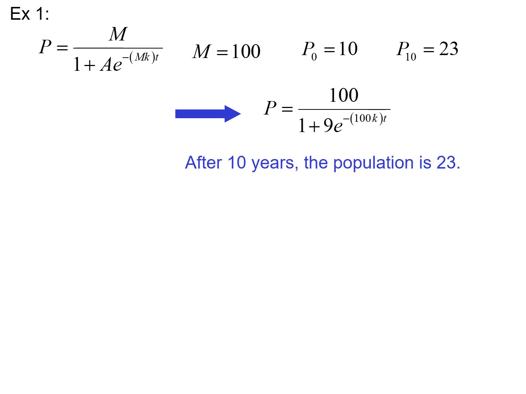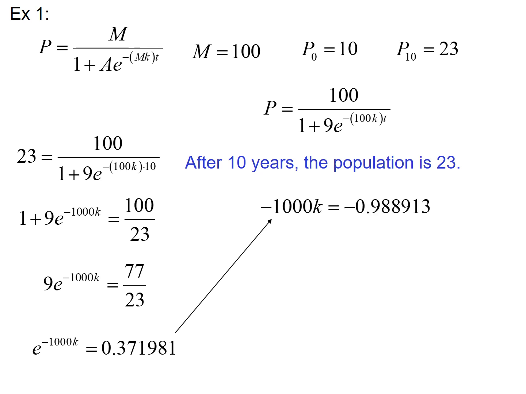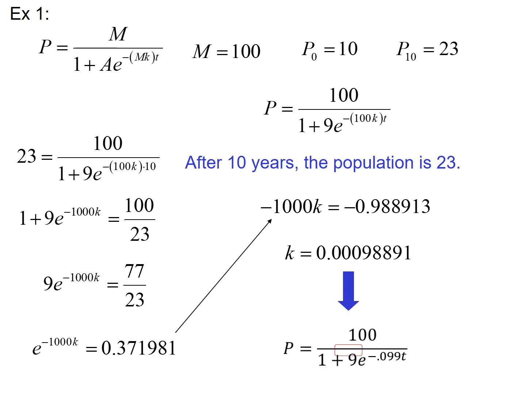We can use the fact that after 10 years the population is 20. So plug in P equals 20 and T equals 10. And we can solve for K. Take the natural log of both sides, divide by negative 1,000. There's our value of K. Now putting that all together, we have our formula for this population growth.